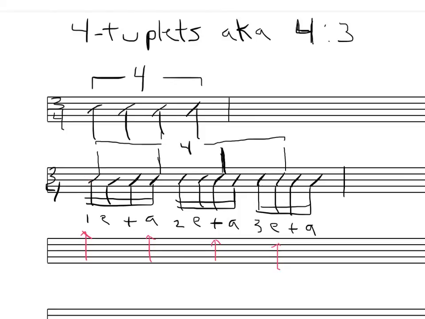Alright, so it's 1e and a 2e and a 3e and a 1. I'll speed up to and a 2e and a 3e and a 1e and a 2e and a 3e and a 1e and a 2e and a 3e and a 1e and a 2e and a 3e and a 1e and that and that.